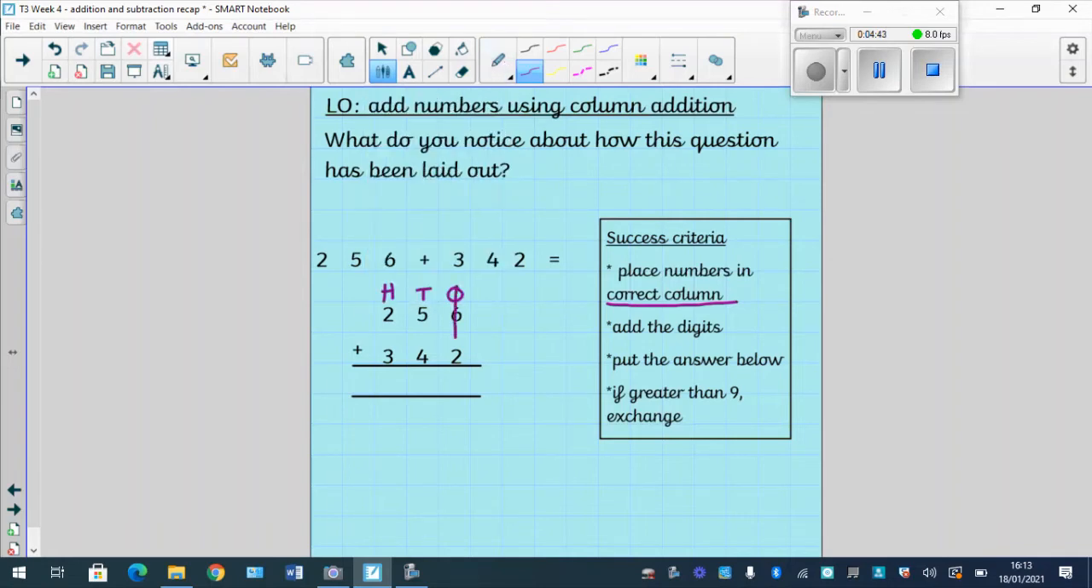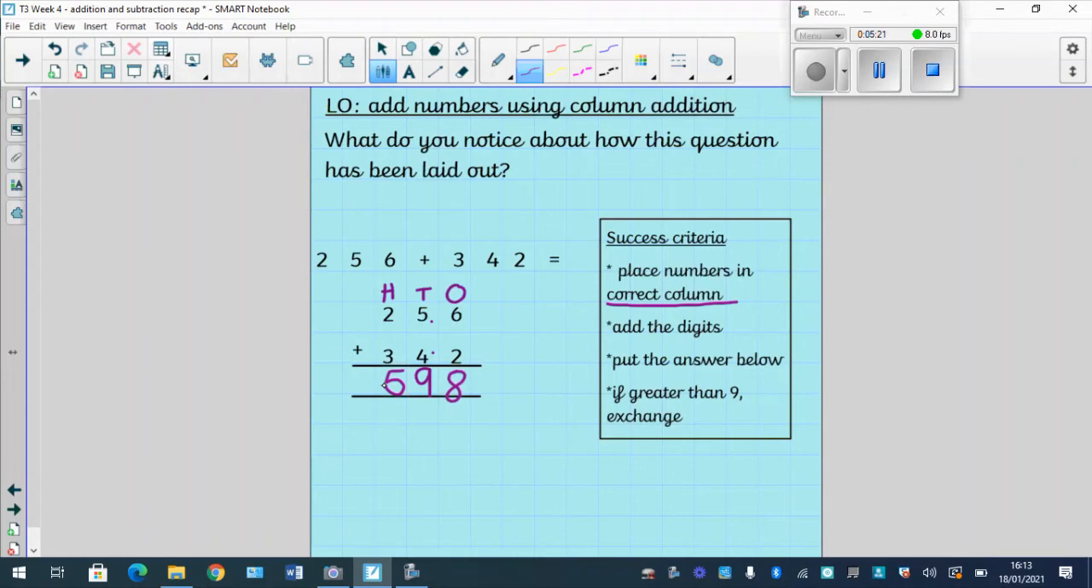So we're always going to start with the ones here. So 6 add 2 equals 8, and we put our answer below the equal sign in the ones column. Next, we're moving on to the tens column. 5 tens add 4 tens is 9 tens. Next, we move on to the hundreds. 2 hundreds add 3 hundreds is 500. So 256 add 342 is 598.